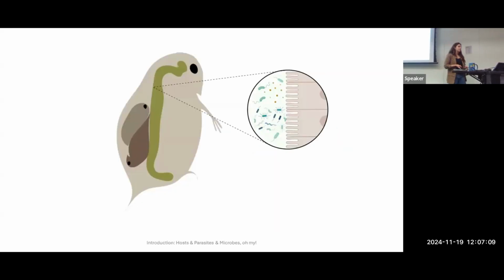So let's take a little bit of a closer look right here. We're going to be focusing mostly on the gut microbiome today. This is a conserved region in the Daphnia, where you have this inflow and this outflow.